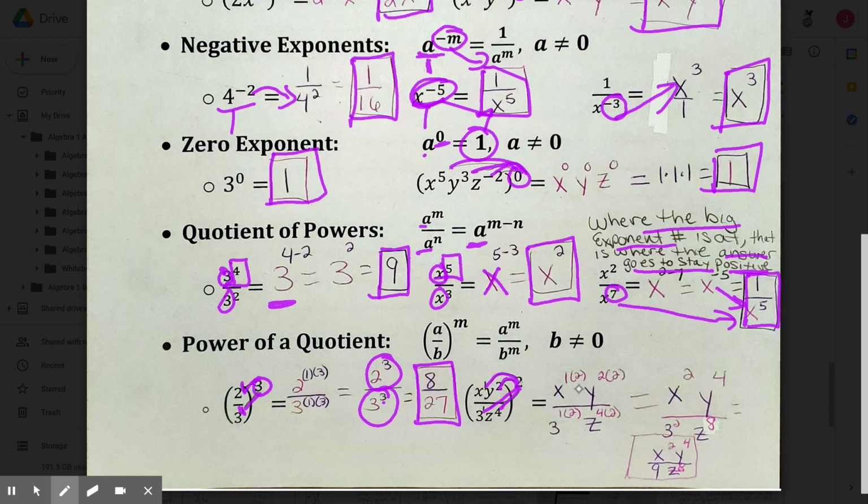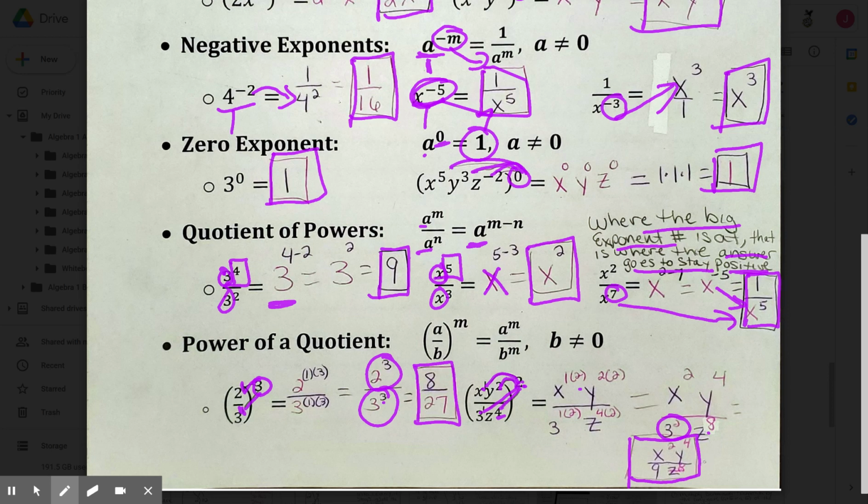So 2 times my 1, 2 times 2, 2 times my 1, and 2 times my 4. So 2 times 1 is 2, 2 times 2 is 4, 2 times 1 is 2, 4 times 2 is 8. So now I can reduce 3 squared, which gives me 9. So you're going to get x squared y to the 4th over 9z to the 8th.